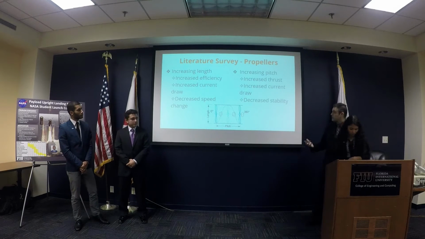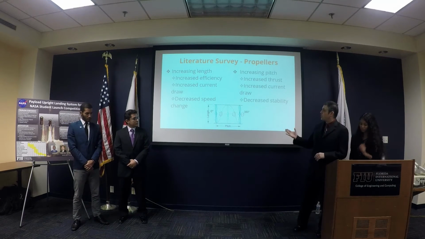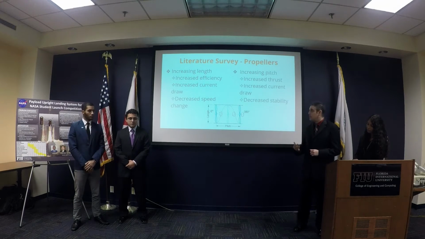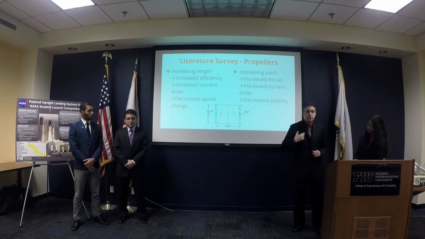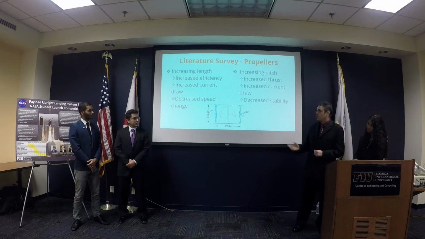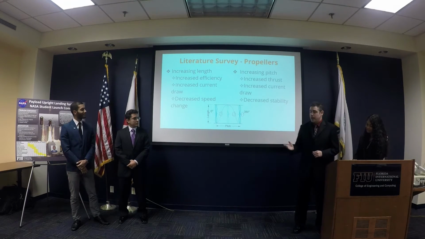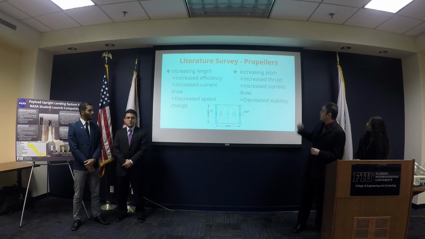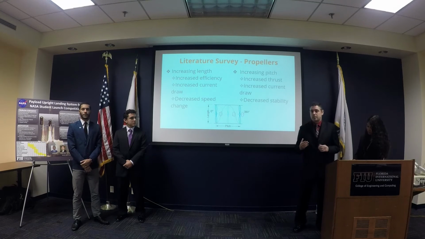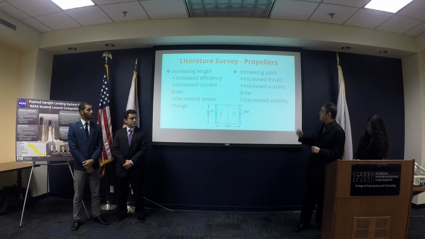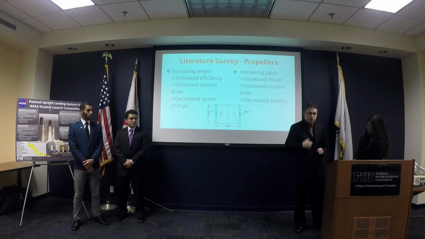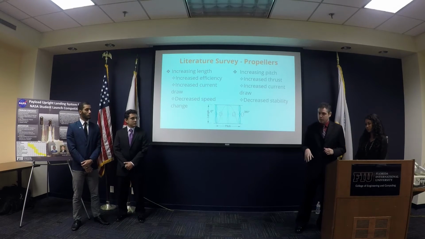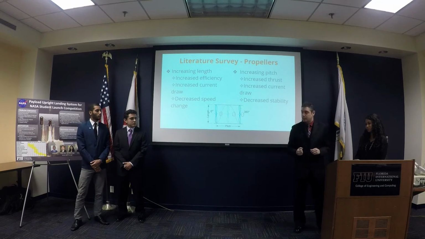When it comes to the propellers that we're going to be utilizing for our quadcopter, there are 2 factors we have to consider, the length and the pitch. If we increase the length, that does result in an increase in efficiency. However, it also results in increased current draw and a decrease in the ability of the quadcopter to change its speed. If we increase the pitch, we do get increased thrust. However, we also get an increased current draw, and there's a decrease in stability, due to the increased volume of air flowing through the propeller, causing more air turbulence.